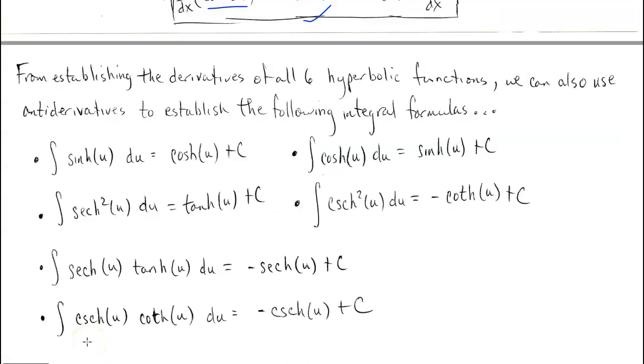So if we know the derivatives of certain hyperbolic functions, then that means that we also know the corresponding antiderivatives for them. Since the derivative of cosine hyperbolic is sine hyperbolic, we now know that the antiderivative of sine hyperbolic is cosine hyperbolic. Similarly, the derivative of tangent hyperbolic is secant squared hyperbolic, so the antiderivative of secant squared hyperbolic is tangent hyperbolic.